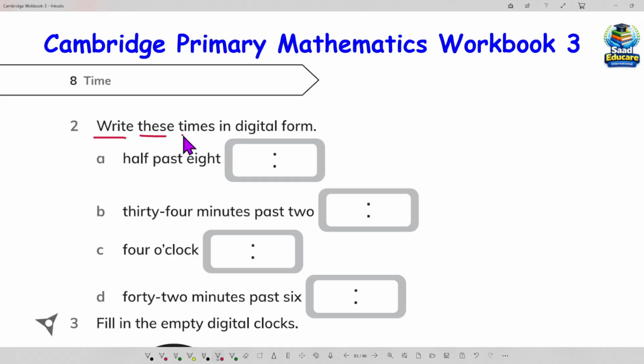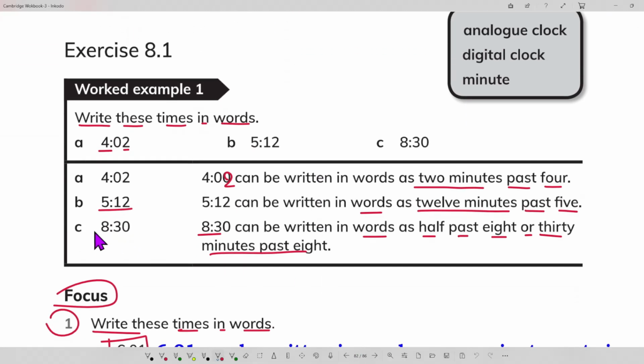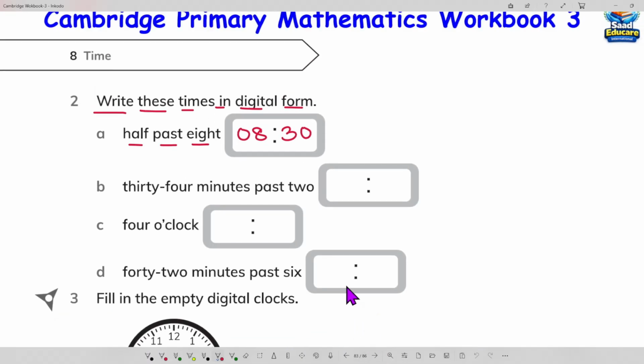Write these times in digital form. Half past 8, it means 8. Half past means 30 minutes. This is 30 minutes past 8. It means like this, 8:30 can be read as half past 8 or 30 minutes past 8.